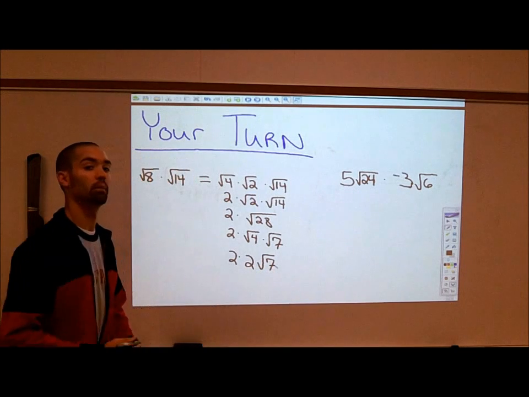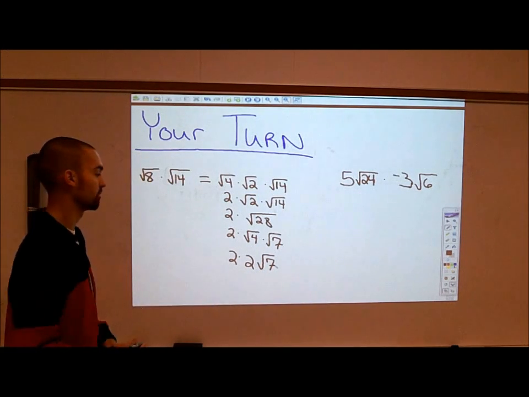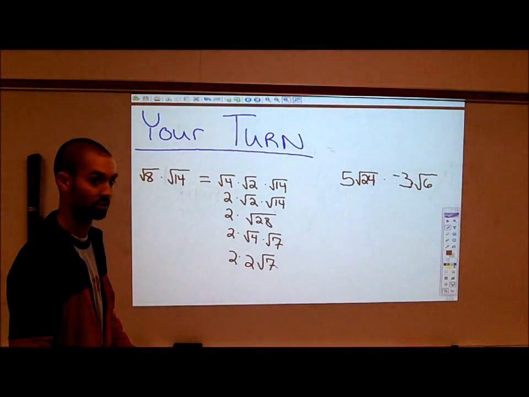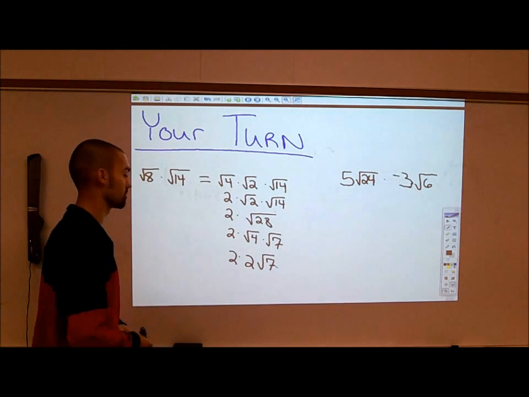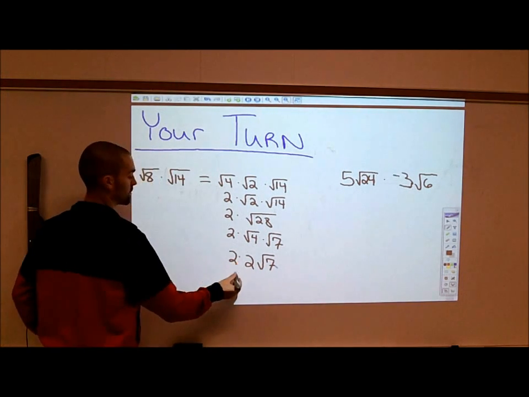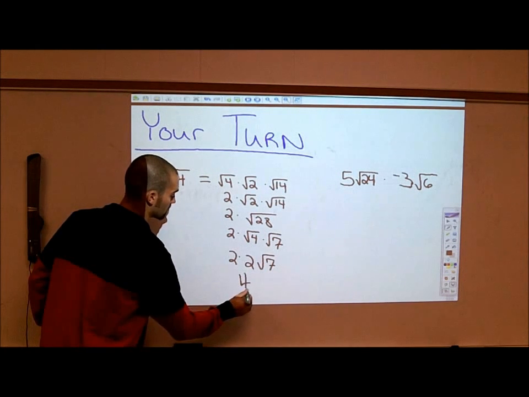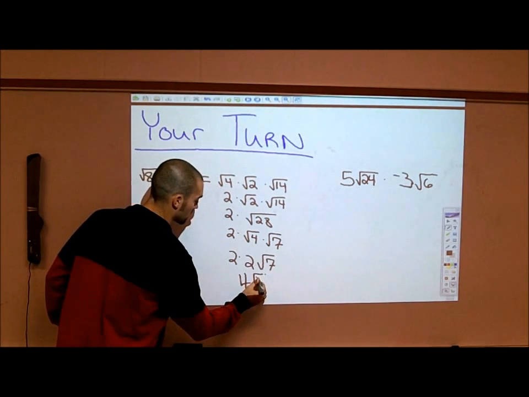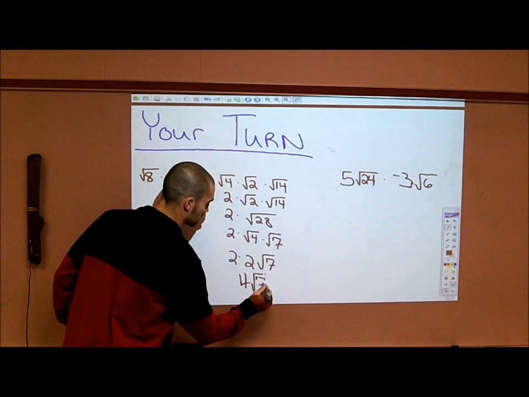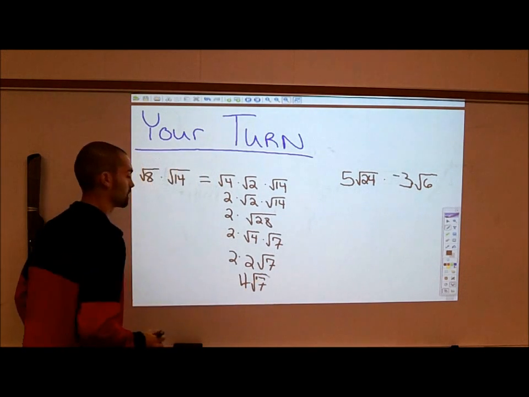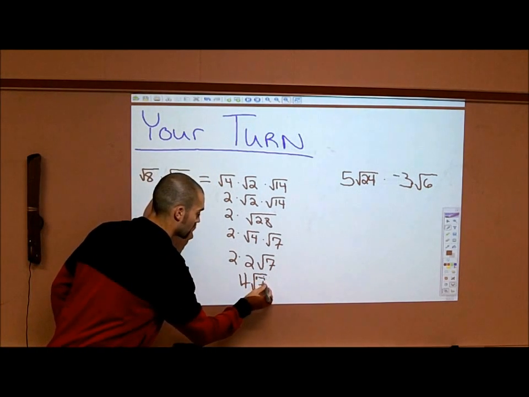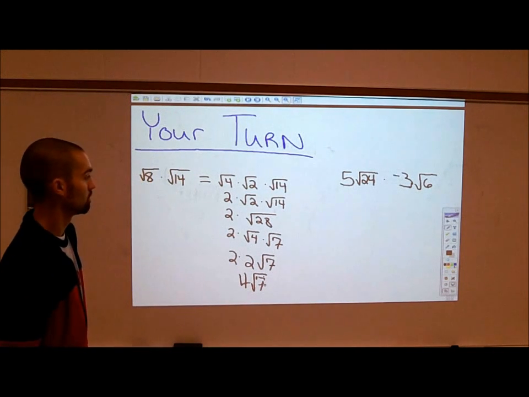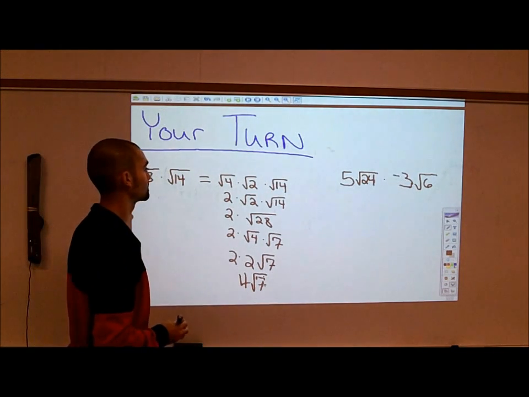And again, you can combine things on the outside of the radical when it's multiplication. That's key. When it's multiplication, we can do that. So 2 times 2 is 4. So we have 4 times the square root of 7. Okay? Good. Moving on. Let's try this guy.